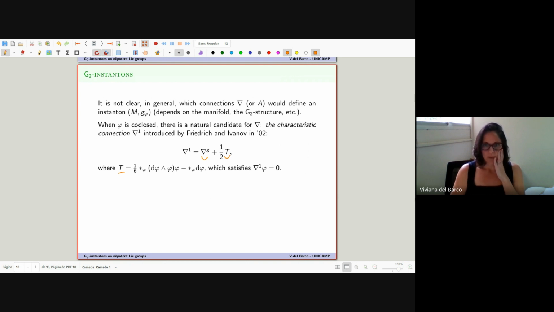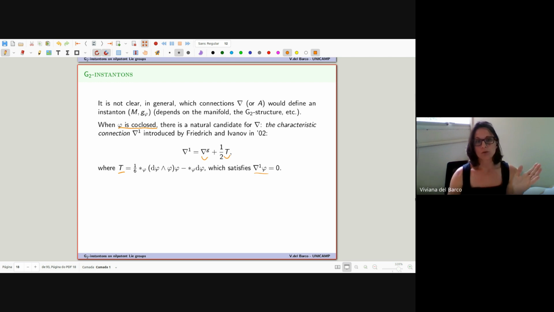I just recopied it here, and it satisfies that phi is parallel with respect to nabla 1. So actually what Friedrich and Ivanov showed is that when the G2 structure is coclosed, there is a unique connection with skew-symmetric torsion such that the three form is parallel. And they gave exactly the formula, and they said this is the one. Actually, the result is proved for conformally coclosed, I think, if I'm not wrong, but it's a class which is larger than coclosed. But since we are in the coclosed setting, I will again state things for coclosed.